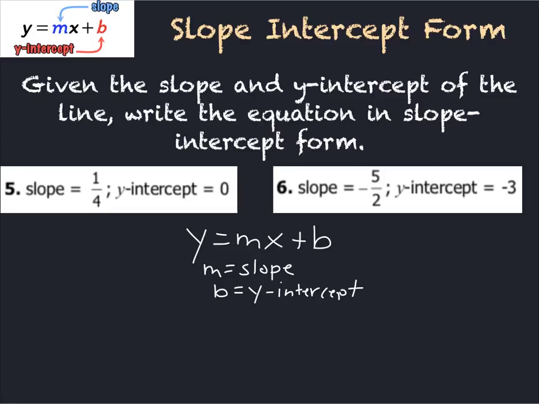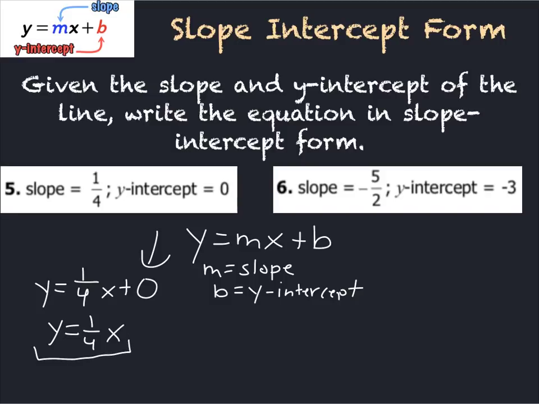So if we know our slope is 1/4, it would just be y equals 1/4 times x, and then our y-intercept for number 5 would be 0, so it would be plus 0. You don't really have to write plus 0. It could just be y equals 1/4 x. But remember this, because when we start graphing using slope-intercept form, we're going to get an example that looks like this. Remember, this just means plus 0, so our y-intercept would be 0. We do, in fact, have a y-intercept. It would be at 0.